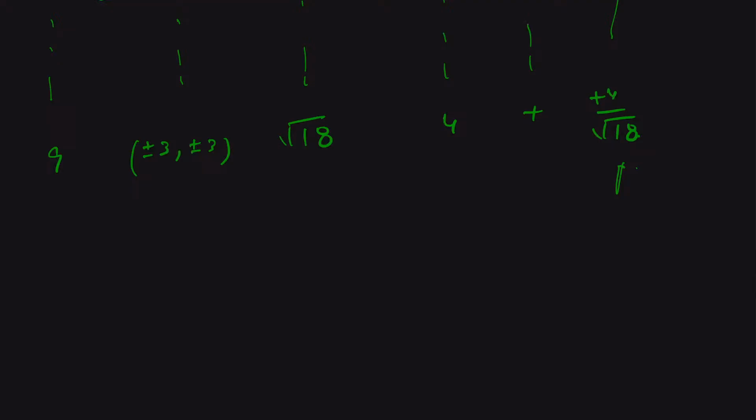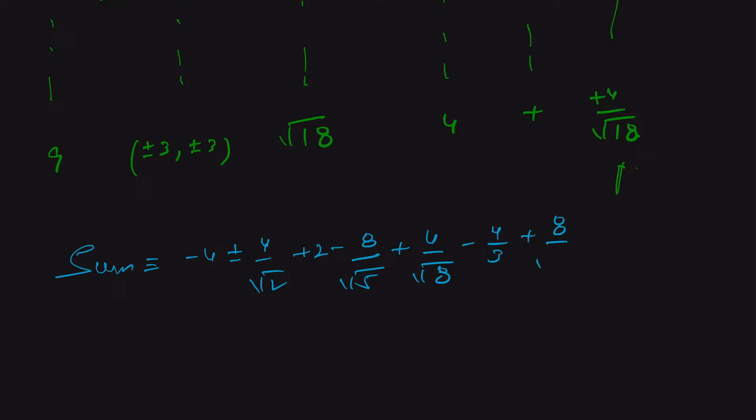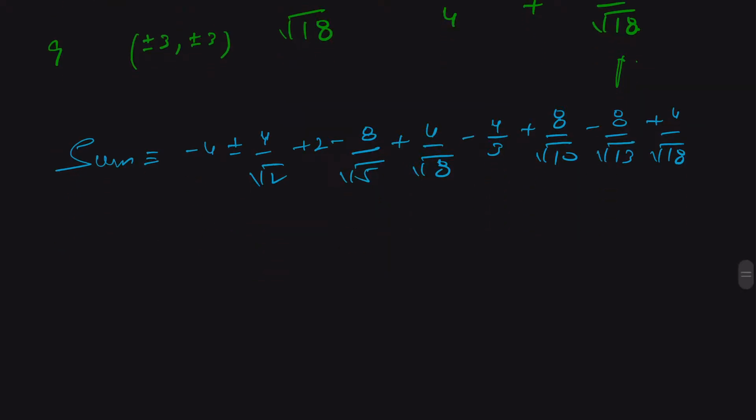Therefore we can say that the sum S will be equal to, this will be plus minus 4 by root 2 plus 2 minus 8 by root 5, this will be plus 4 square root of 8 minus 4 by 3 plus 8 square root of 10 minus 8 square root of 13, and finally plus 4 square root of 18. And this will be approximately equal to minus 1.416.